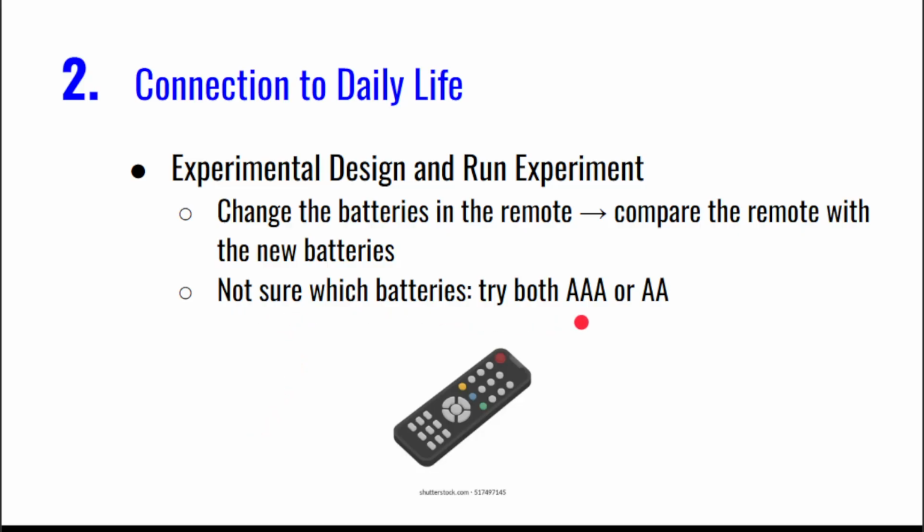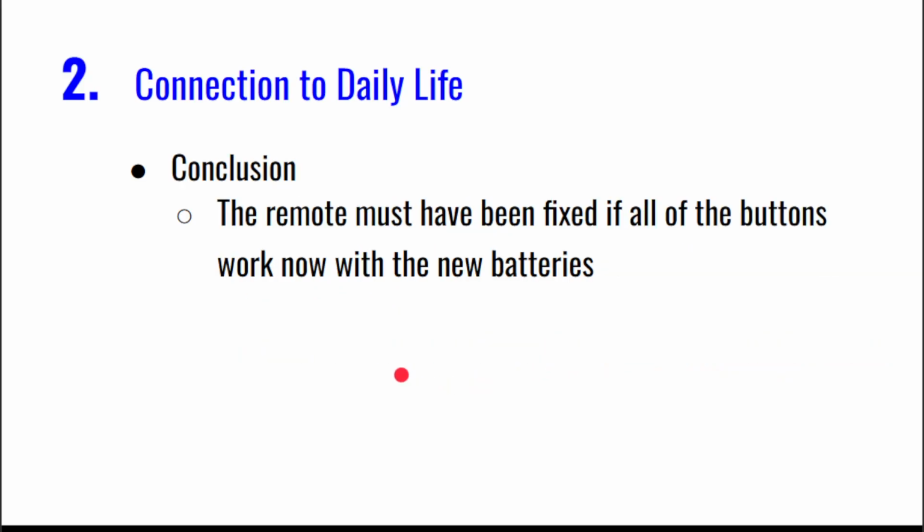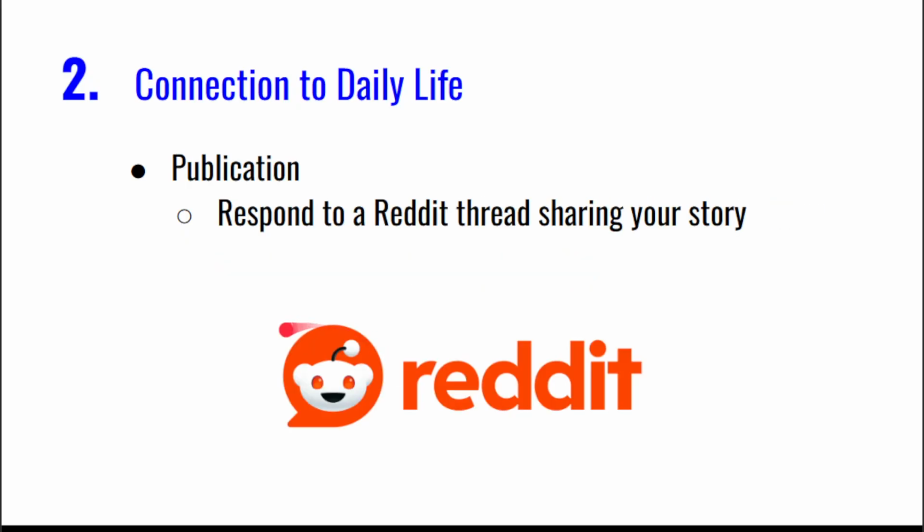Maybe you're not sure which type of battery, AAA, AA. So one of your experiments could be trying to fit it into the battery port. Then you're going to do some data analysis, right? If I hit the sound volume and I try to increase it, does that actually increase the volume, right? If I hit the on-off button of the TV, does that turn the TV on and off? And then I have my conclusion. The remote must have been fixed if all of the buttons work now with the batteries, right? You publish it on Reddit. You share your thoughts, right?